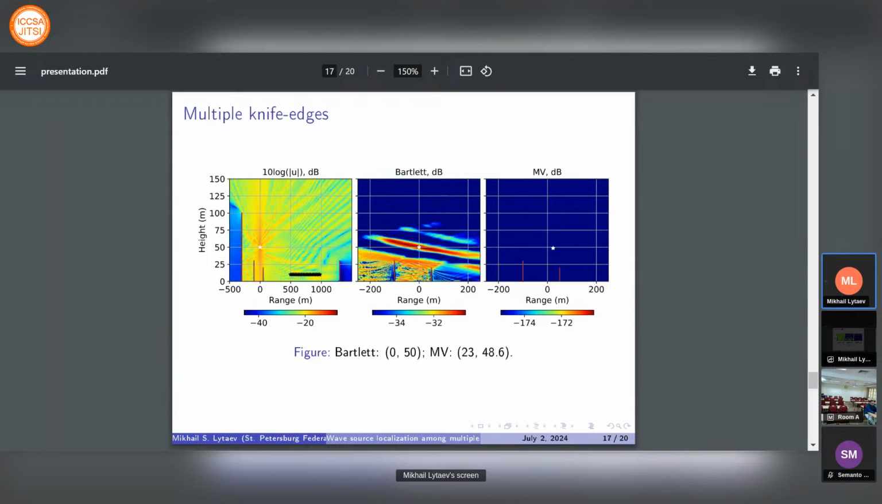And finally, we consider a complex example of four knife edges. We can see multiple complex propagation effects, but as we can see, the Bartlett method achieved the exact result. The minimum variance method had some error, 23 meters in range, but generally it's also correct.